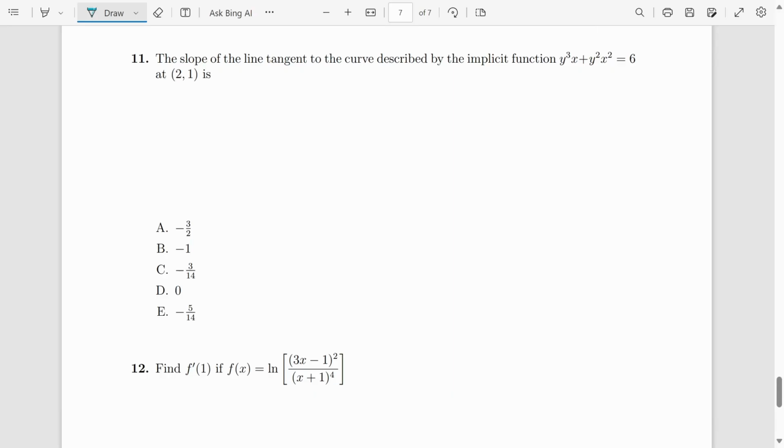Question 11. The slope of the tangent line to the curve described by the implicit function at (2, 1) is what? This is just a derivative problem, but it's a specific type of differentiation problem. It is implicit differentiation, given away by that word there, as well as usually implicit differentiation problems also give you a pair of x and y values. So that's another giveaway that this is an implicit differentiation problem.